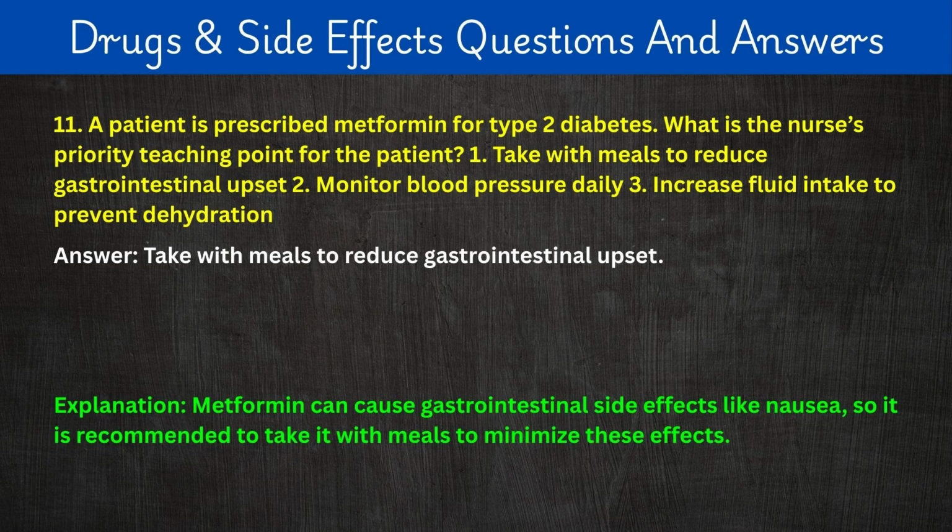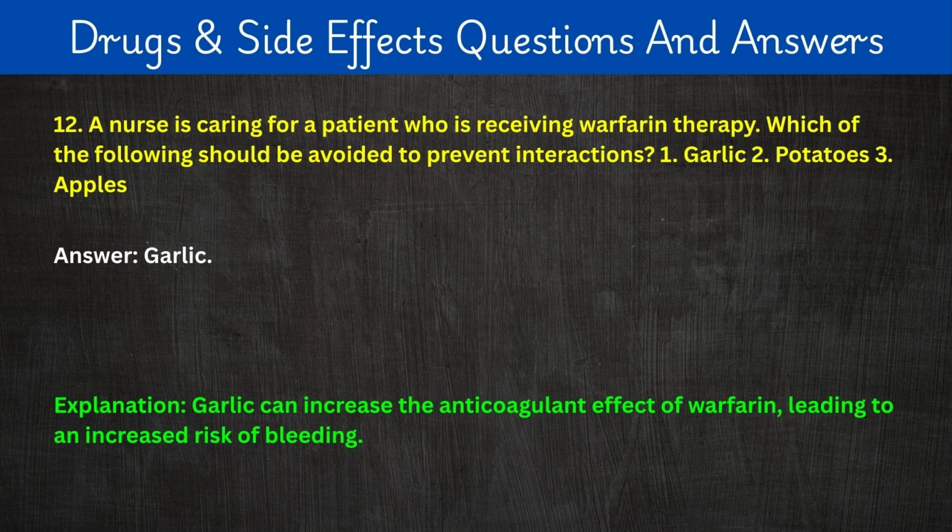11. A patient is prescribed metformin for type 2 diabetes. What is the nurse's priority teaching point for the patient? 1. Take with meals to reduce gastrointestinal upset. 2. Monitor blood pressure daily. 3. Increase fluid intake to prevent dehydration. Answer: take with meals to reduce gastrointestinal upset. Explanation: metformin can cause gastrointestinal side effects like nausea, so it is recommended to take it with meals to minimize these effects.